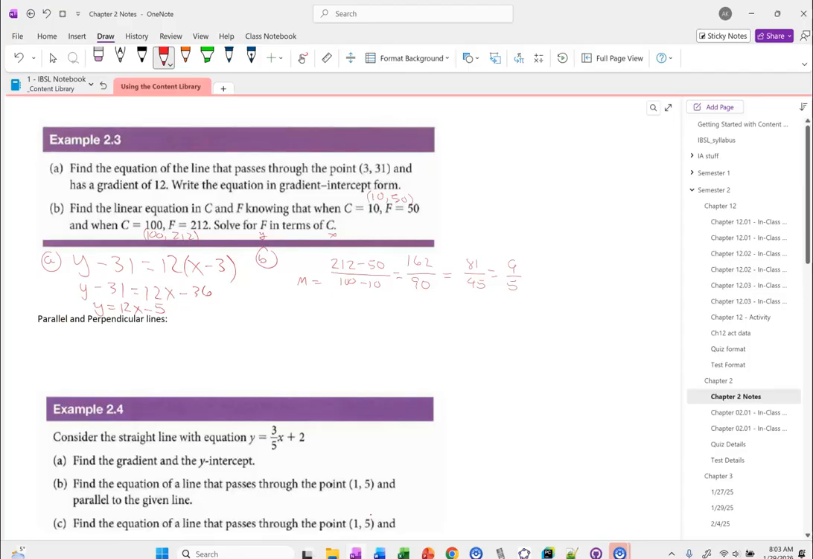So then we'll say y minus y1 equals m times x minus x1. What's 9/5 times 10? 18. And then we add the 50 over.